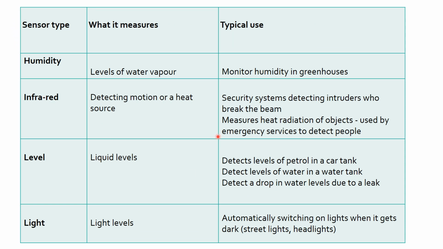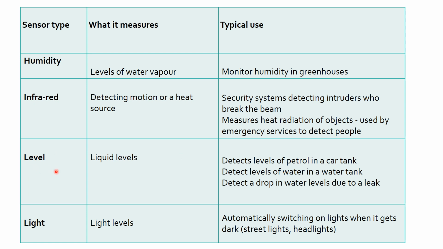Next sensor is humidity. It's going to measure water vapor, and it's usually used in greenhouses to monitor humidity. Next is infrared, which detects motion or a heat source. We can use these sensors in security systems to detect intruders who break the beams, and to detect heat radiation of objects, used by emergency services to detect people.